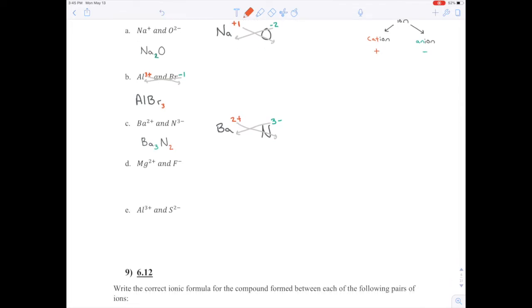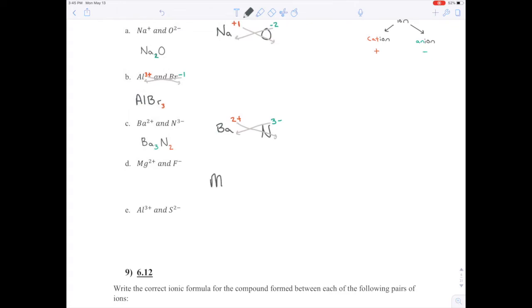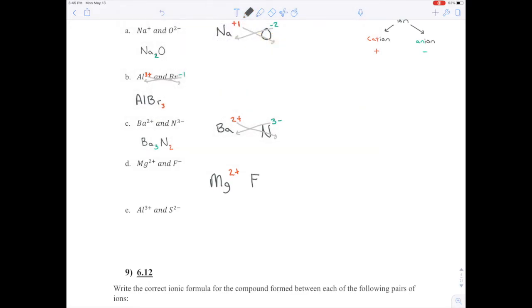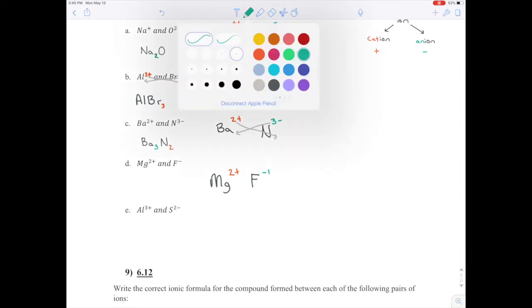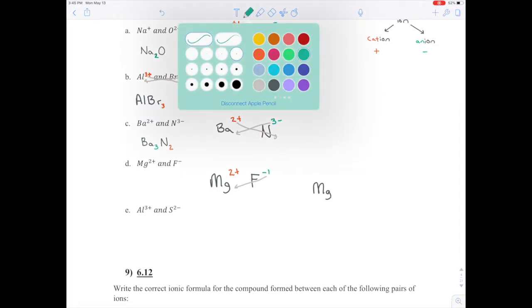All right, let's try the compound between magnesium and fluorine. So we'll have magnesium, and magnesium has a 2 plus charge. Fluorine has a 1 minus. And because no number is written there, we know that the number must be a 1. So you crisscross the charges. At the bottom right of magnesium goes the same number as what was at the top right of fluorine. So that'll just be a 1.